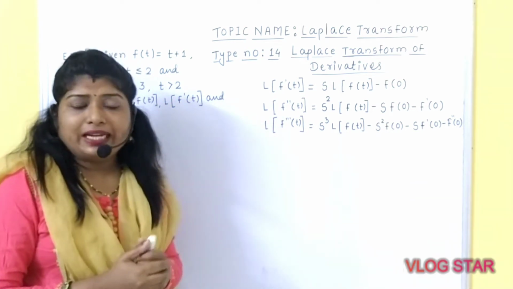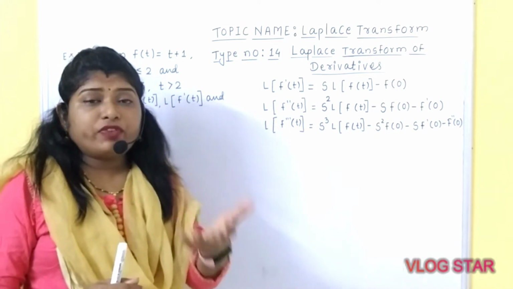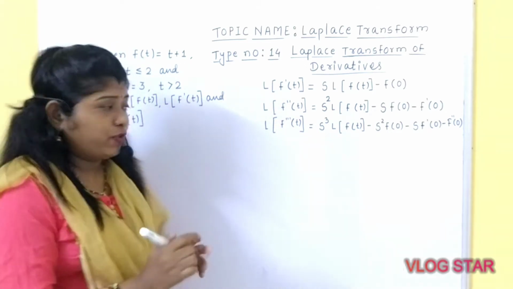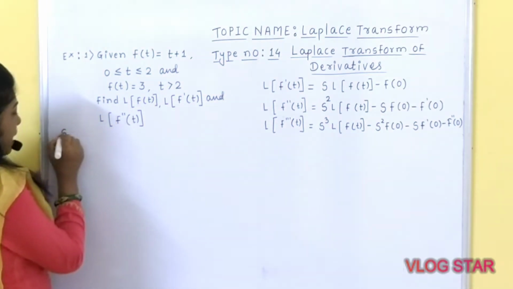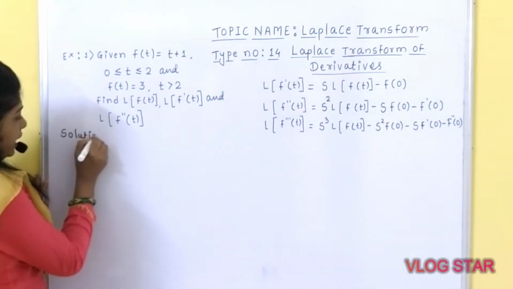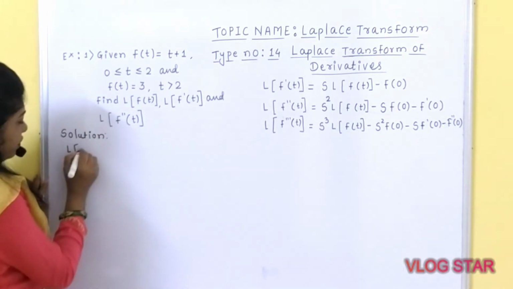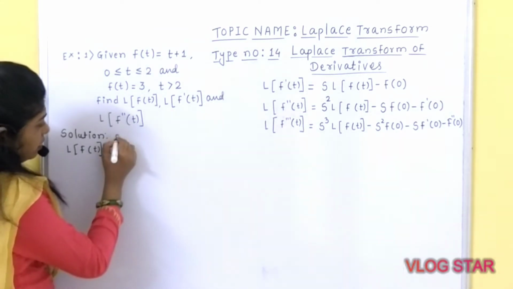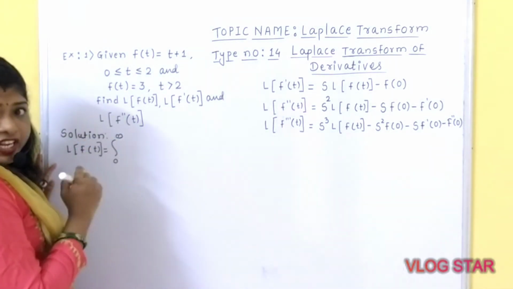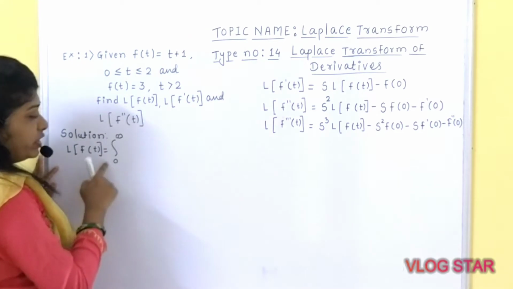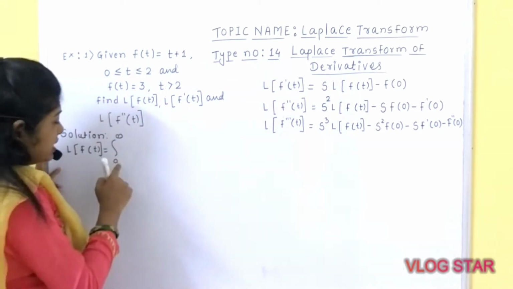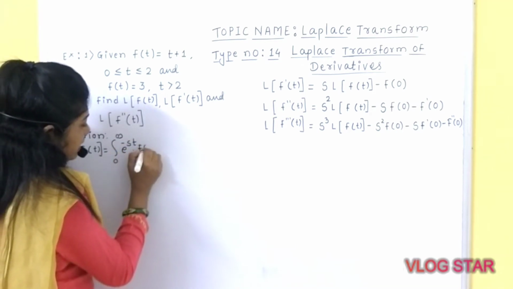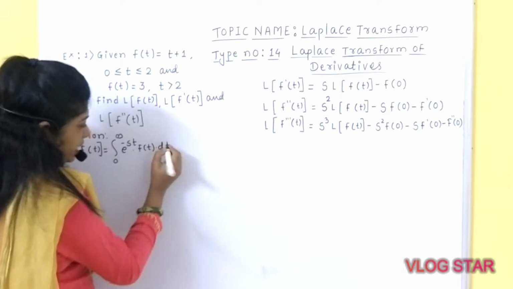As you know, how are we going to calculate Laplace of f of t? By simply applying the standard definition of Laplace transform. So let's begin with the solution part. We have to calculate Laplace of f of t. By definition, Laplace of f of t is nothing but the integration from 0 to infinity of e raised to minus st f of t dt, if you remember.